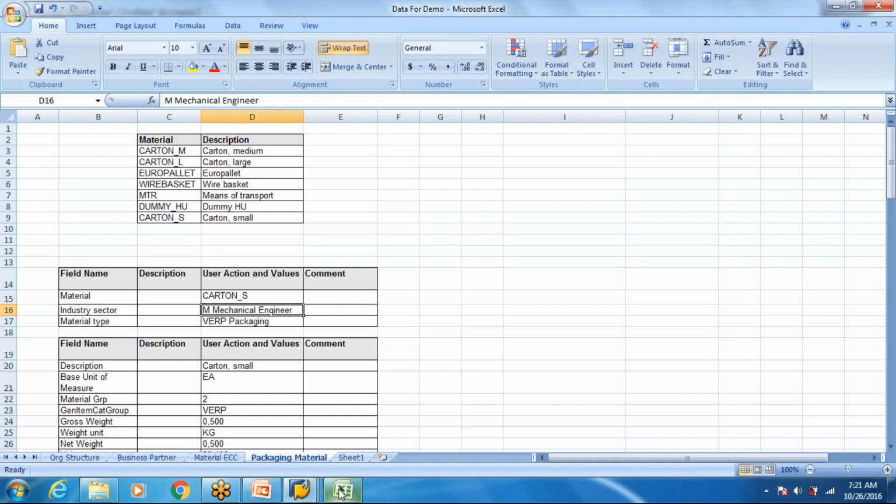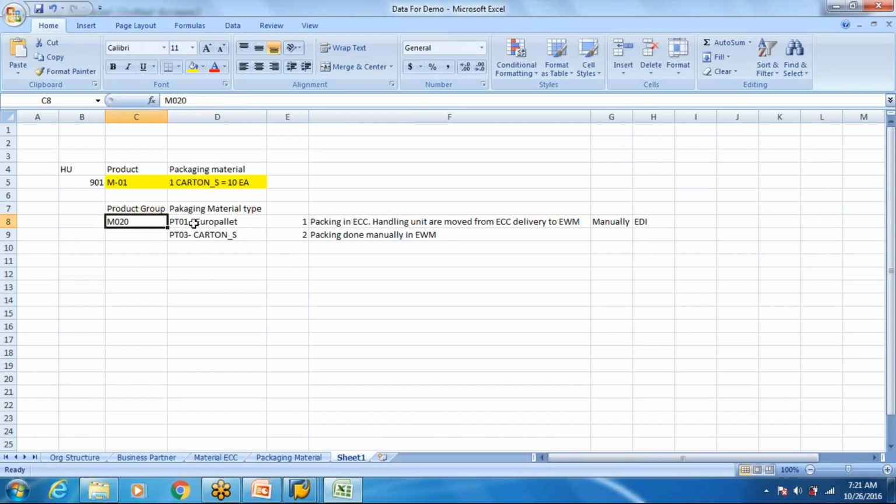Since you are learning WM, you should be well versed with these two fields. Okay. So this package containing different products. Now this packaging material type, this is in EWM. Okay, this packaging material type that we are discussing is in EWM.